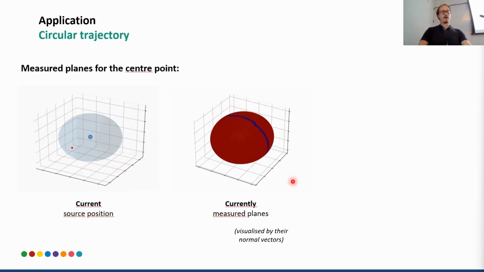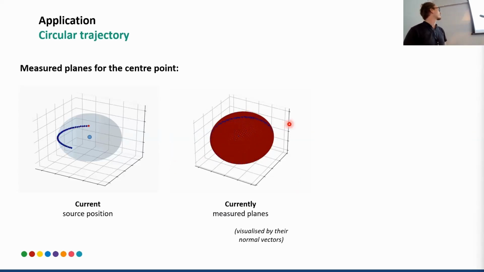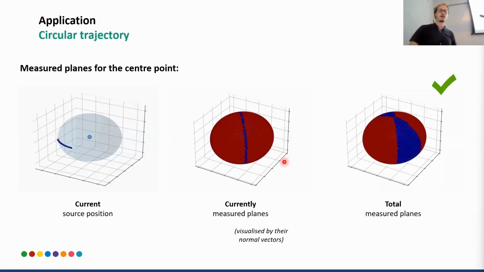So if we start rotating to get a circular trajectory, these normal vectors are measured, these planes are measured. And if we add all of these directions up, all of these normal vectors up, we can see that we have measured all planes. Therefore, data complete for this region of interest in the central plane.